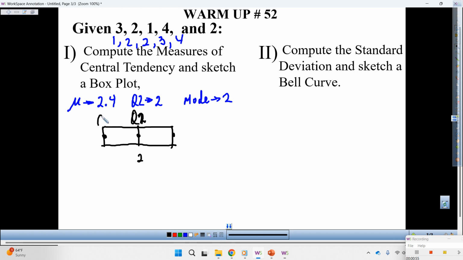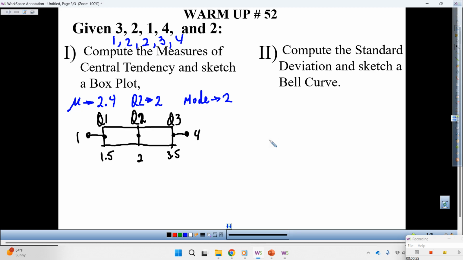Darian, what'd you get for Q1? 1.5. How about Q3? 3.5. Max is 4, and min is 1. Hands if you got something like that. Looks about right.